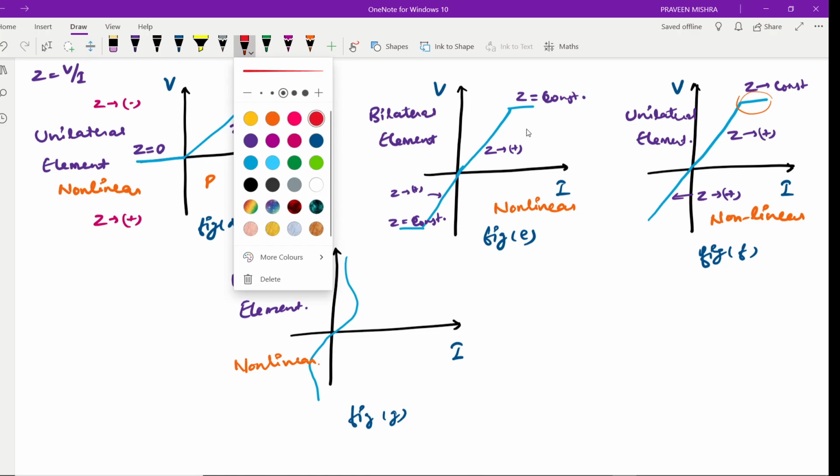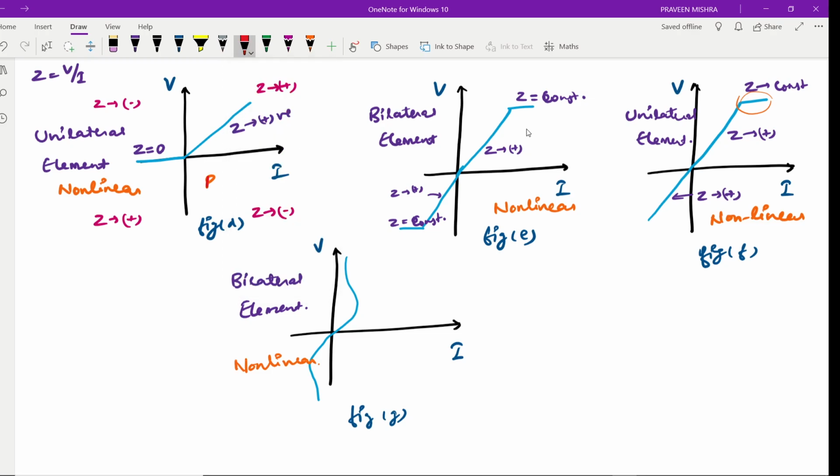An element is said to be passive if it offers positive impedance in all directions. It is offering positive impedance in all directions, that's why it will be called passive. This one will also be passive because it is offering positive impedance in all directions. This one is also passive, and this one will also be passive because it is offering positive impedance in all directions. I think all these things are clear, means what are the linear element, active element, passive element, unilateral element, and bilateral element. Okay.